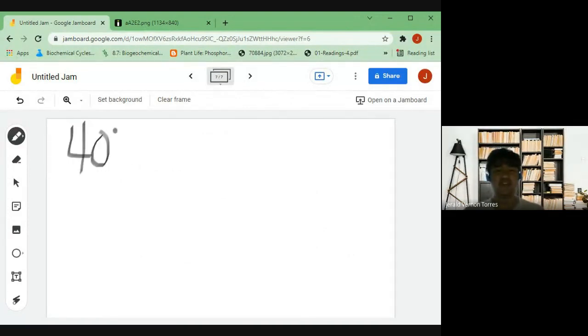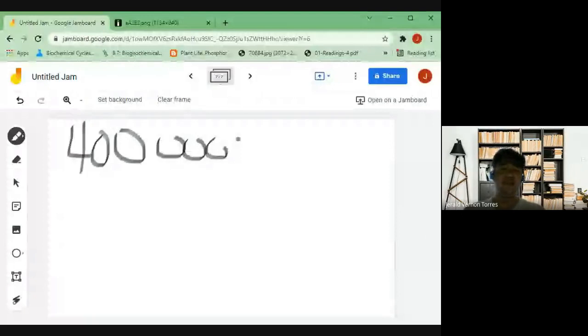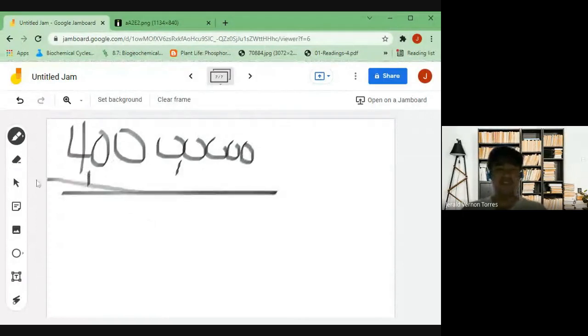Sige, ilatag mo. 1, 2, 3, 4, 5, 6, 7. Let's look. Di ba? 4 million years. For the nitrogen to stay in the atmosphere, it would take 4 million years. Ganun katagal. So, it's a very long residence time.